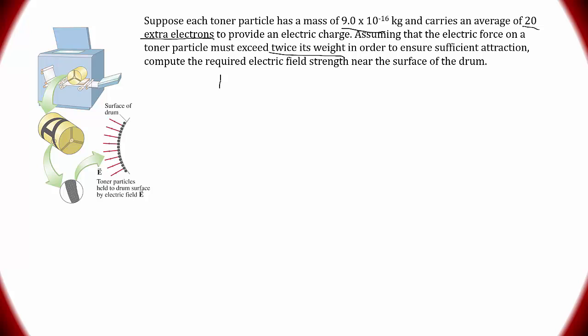So if the electric force is 2 times the gravitational force, the electric force is given by Q times the electric field. Electric field is what we're going to solve for. That's 2 times mg. We're assuming we're on Earth, so g is just going to be 9.8. We're going to solve this equation for E, 2mg over Q, and we're mostly done. Now we just have to plug in some numbers.